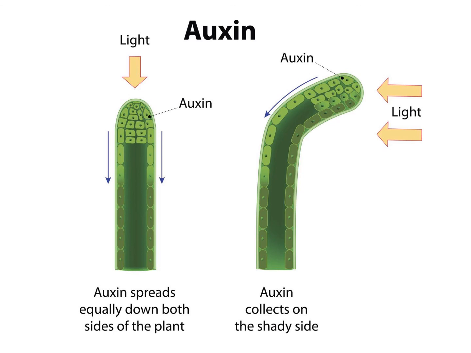All right, so in the case on the right, where the plant is illuminated from the side, auxin begins to collect on the shady side, and that auxin causes the cells on the shady side to elongate, to lengthen, to stretch out, and that causes the shoot to bend towards the light source. So I have another diagram that illustrates this as well.